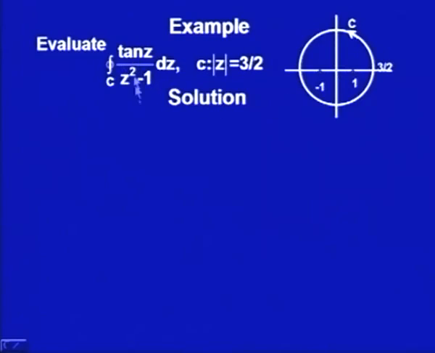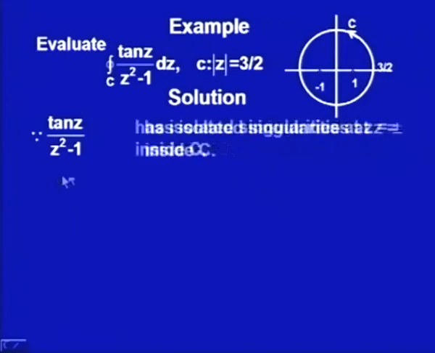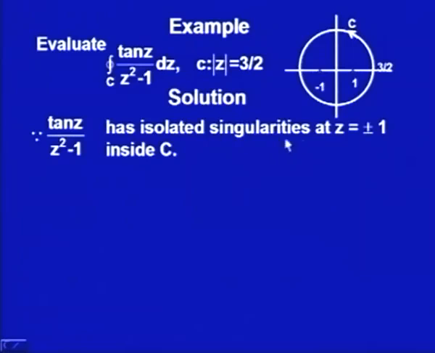Let us see now this function, tan z upon z square minus 1, this integrand. We see that this function is again of the form p z upon q z. So, it will have singularities wherever the denominator has zeros, or we simply see that this function fails to be analytic at z is equal to plus and minus 1. So, it has isolated singularities at plus and minus 1, and both these singularities, because the radius is 3 by 2.